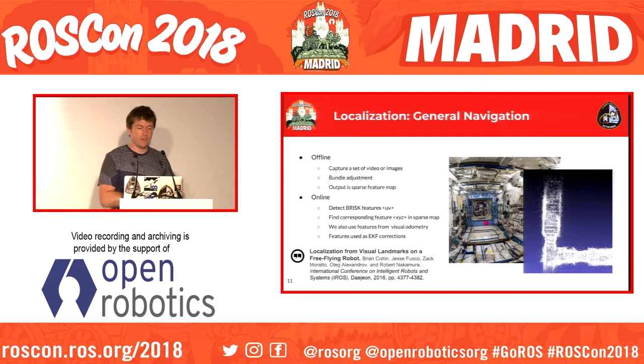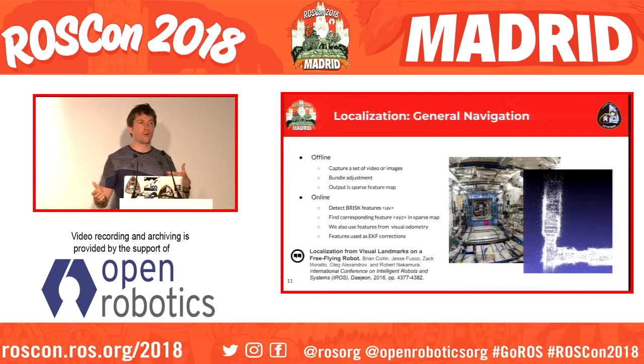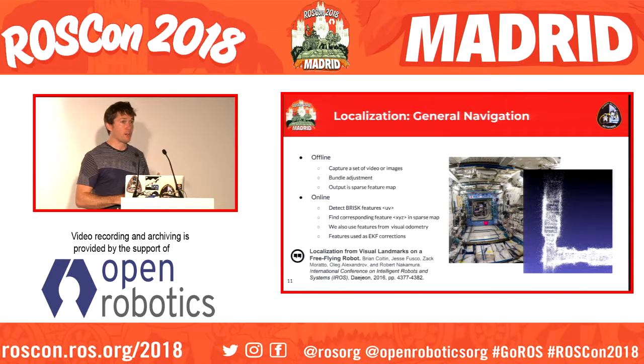So general navigation, I'm going to go quite quickly through these. Again, there are paper references if anybody's interested. But the idea is that we're not doing SLAM yet on our robot. Again, we're going with the option that we can test extensively and then we'll incrementally build up complexity as time goes by. General navigation, we have an offline and an online stage.